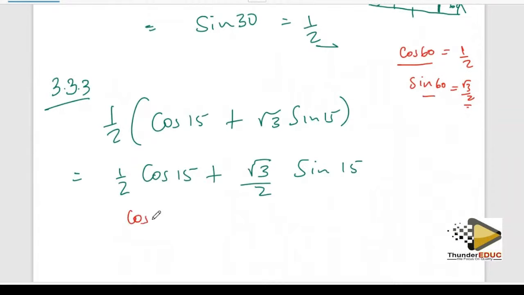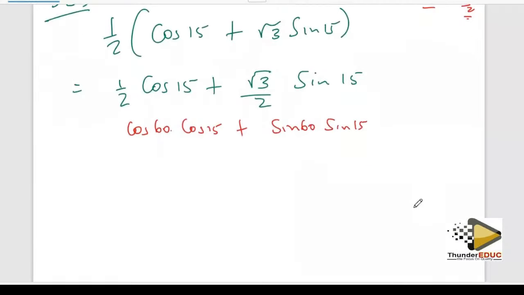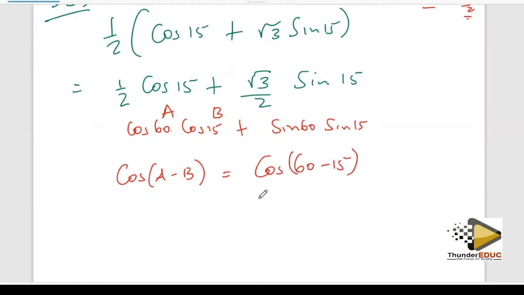So this is going to be cos of 60 times cos 15 plus sine of 60 times sine of 15. Boom, then I have my compound angle. It's cos cos, sine sine, so this is a compound angle of cos. If I call this my A and my B, remember the sign here is a plus, which means it has to be a difference. So this is the same as the cos of 60 minus 15.